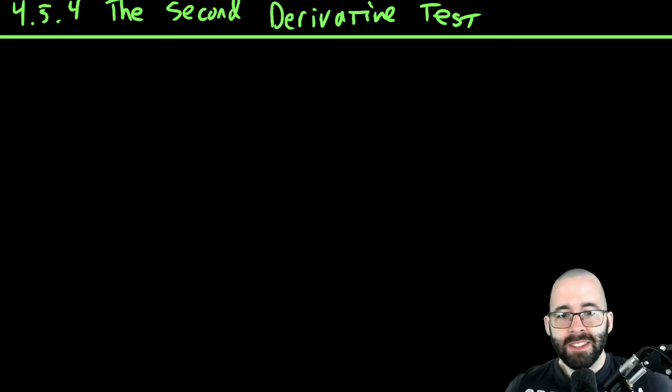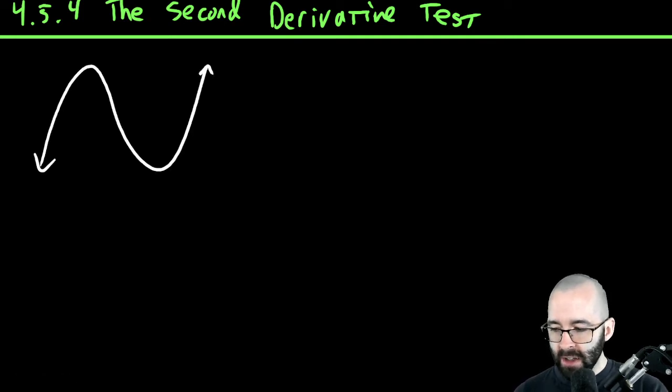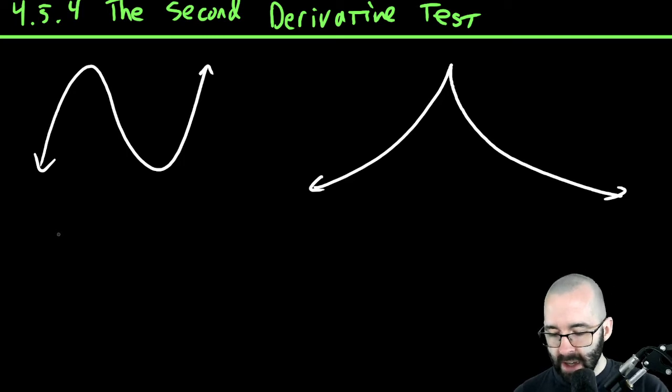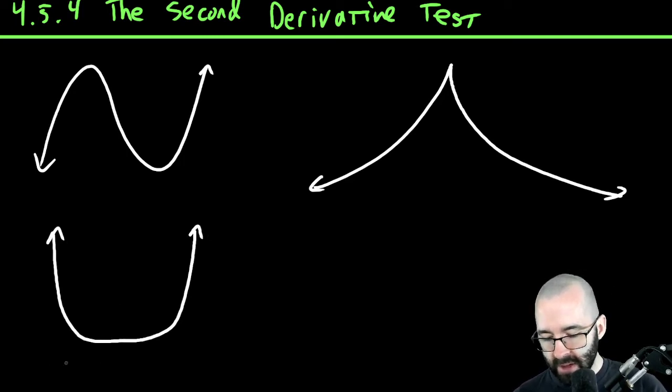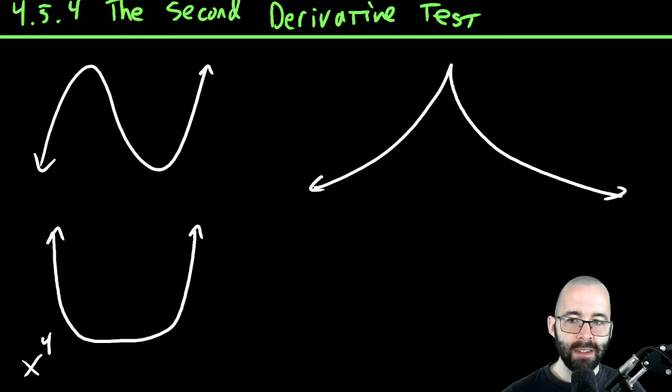So we're going to talk about the second derivative test here. And specifically, we're going to start by looking at a couple examples. Let's look at a cubic function. Let's look at some weird function like this. And let's look at x to the fourth. This last one is the only one I'm going to give you the equation to, because I really want to specify that this last one is not a parabola.